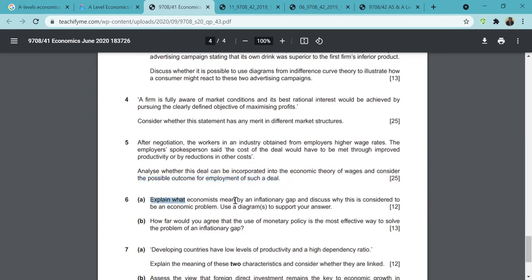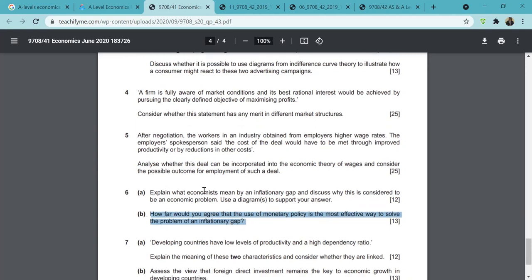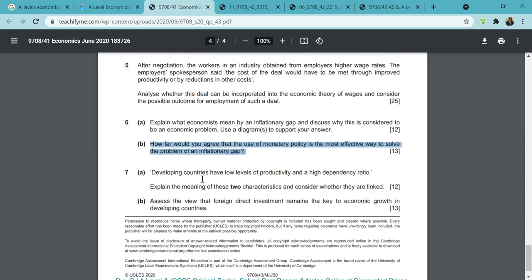Question 6 is saying, explain what economists mean by inflationary gap and discuss why this is considered to be an economic problem. Use diagrams to support your answer. B part of the question is saying, how far do you agree that the use of monetary policy is the most effective way to solve the problem of inflationary gap? Then it says developing countries have low levels of productivity and high dependency ratio, right? Explain the meaning of these two characteristics and consider whether they are linked. Assess the view that foreign direct investment remains the key to economic growth in developing countries. So these are all the questions.